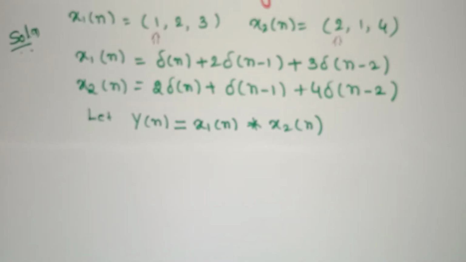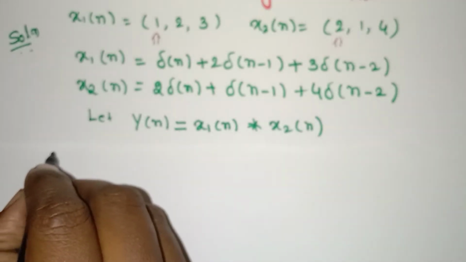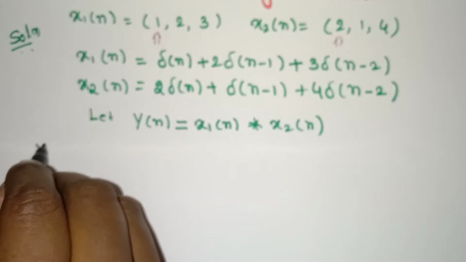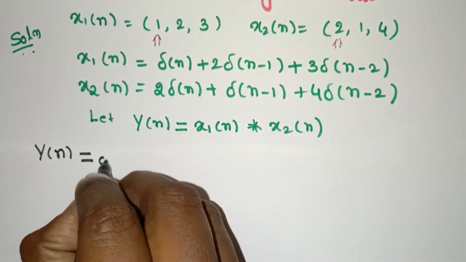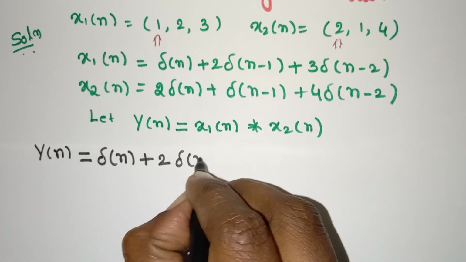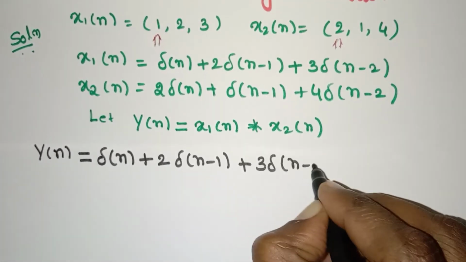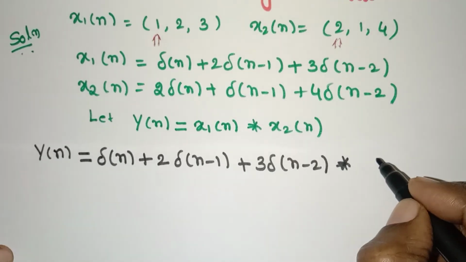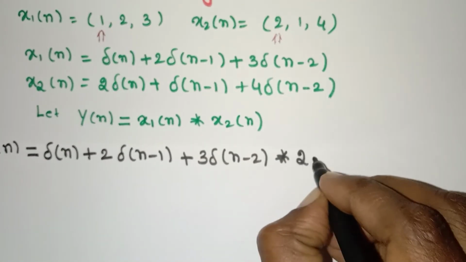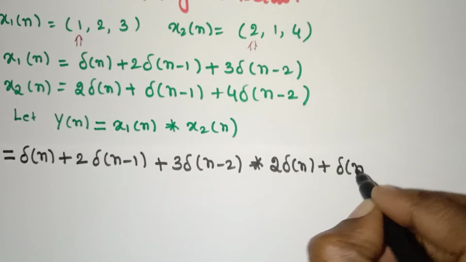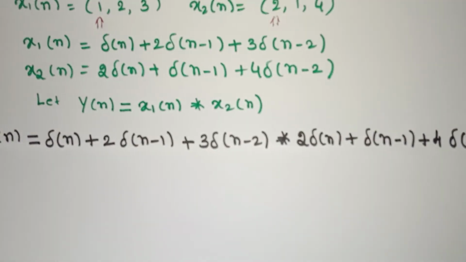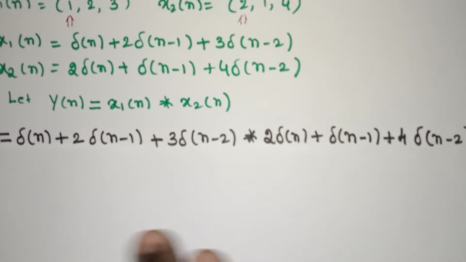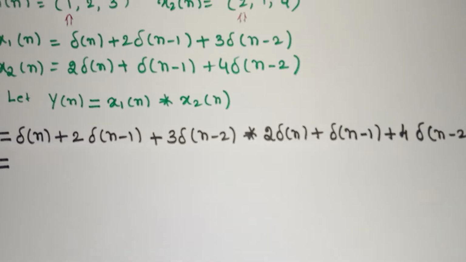Now what you have to do is substitute the values of x1 of n and x2 of n. Let us write. y of n is equal to, that means our convolution sum is equal to, x1 of n, which is delta n plus 2 delta n minus 1 plus 3 delta n minus 2. Next, convolution sum, write x2 of n, that is 2 delta n plus delta n minus 1 plus 4 delta n minus 2. So it is simple substitution.